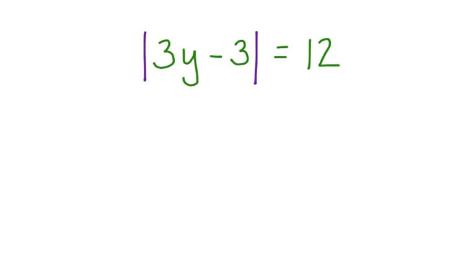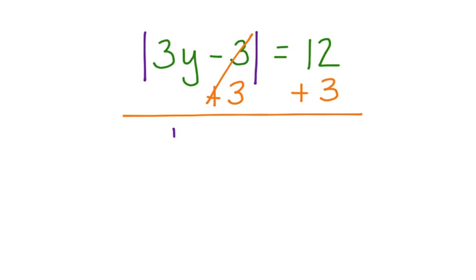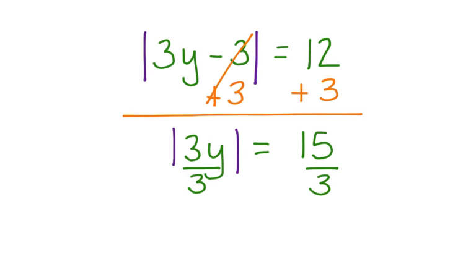The absolute value of 3y minus 3 is equal to 12. If you look at this equation without the absolute value, it would be a two-step equation. We're going to solve it just like we would a two-step equation. Rather than subtracting 3, we're going to add 3 as the inverse operation. These cancel, bring down the absolute value of 3y, and that's equal to 15. Divide both sides by 3, and we have the absolute value of y is equal to 5.